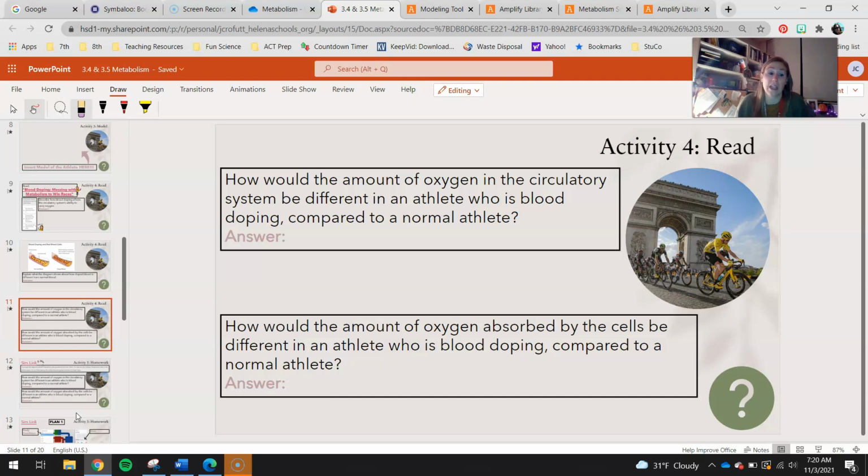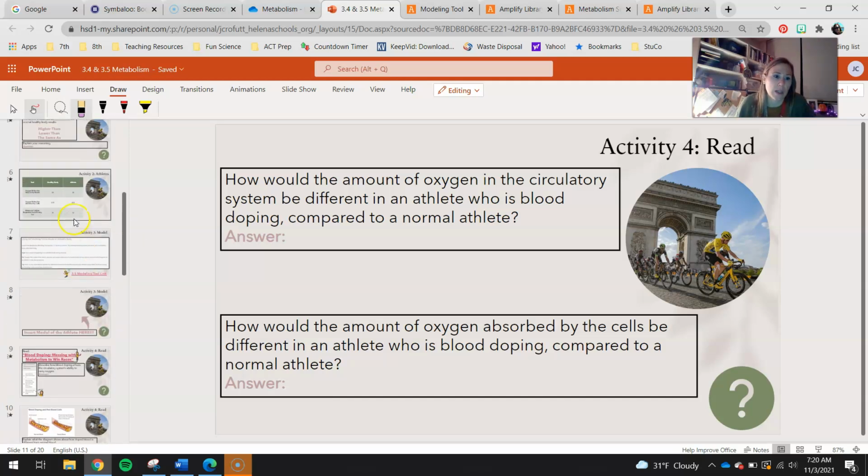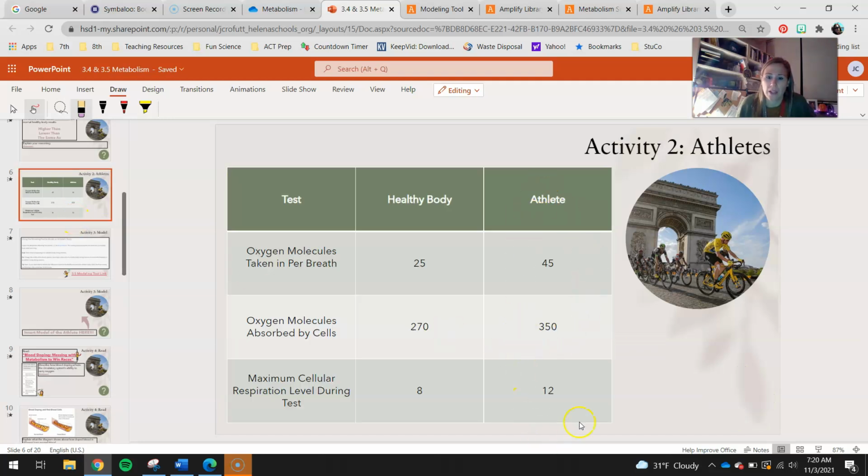So if we go back to that table on slide 6 where we talked about what an athlete's body looked like, what do you guys think if we had a third column on this?